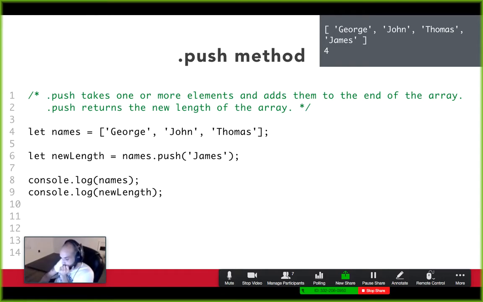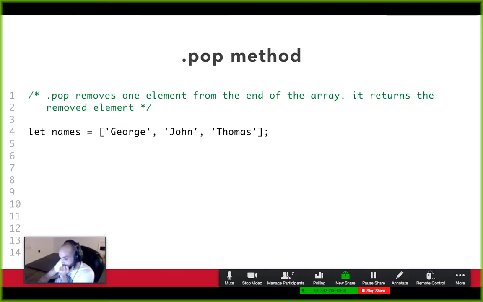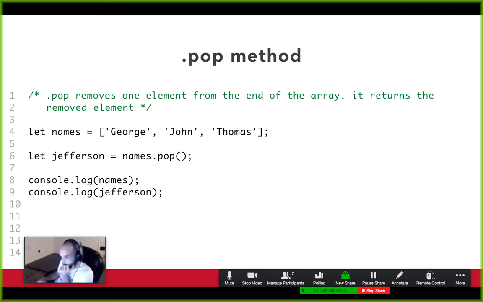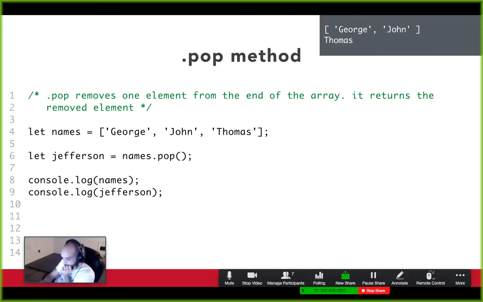Okay, so that's .push. It just adds it to the end of the original array. That's all .push is doing. And then we can contrast that with the next method we're talking about here, which is .pop. Whereas push adds one or more elements to the end of the array, what .pop does is remove the last element from the array.